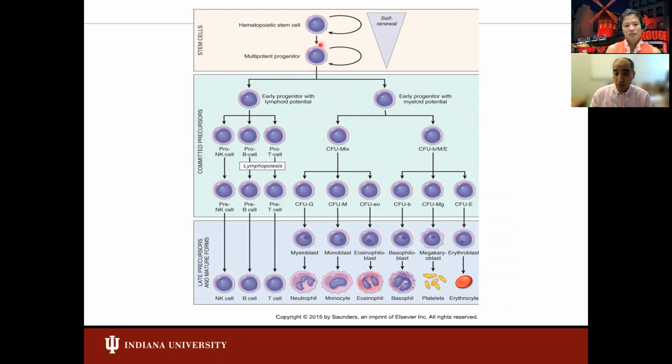But you can see there's a process where it starts with the stem cell, it divides, it makes this break into either a lymphoid cell or a myeloid cell, and then it further divides and further matures through many different steps until it gets to that functional cell that is then actually released into the blood.